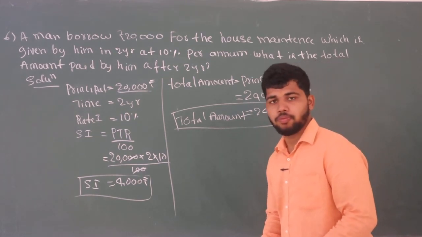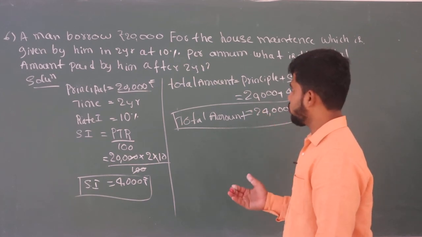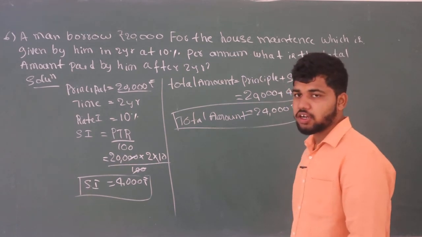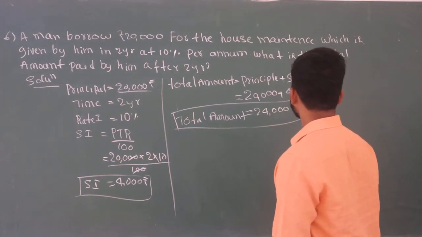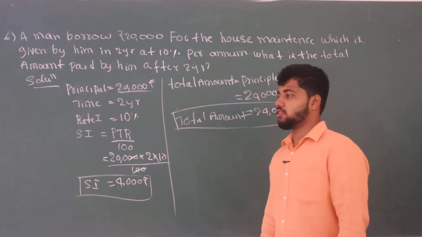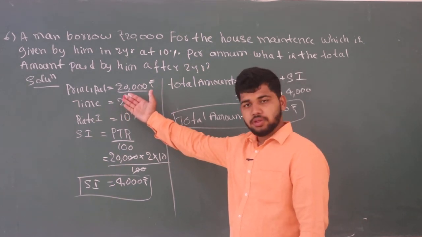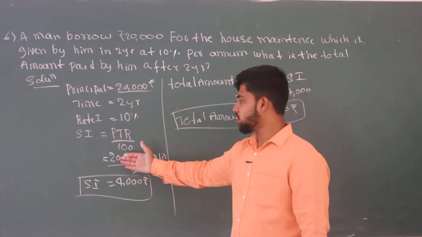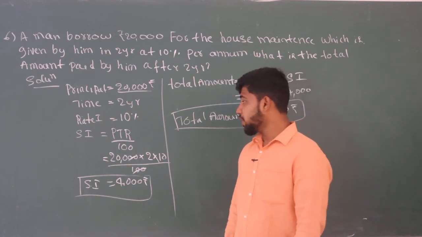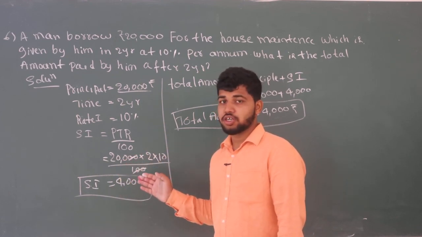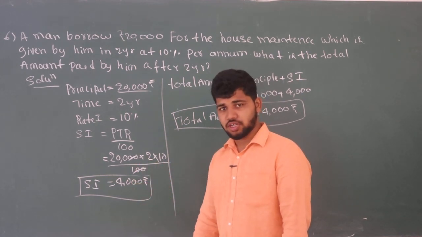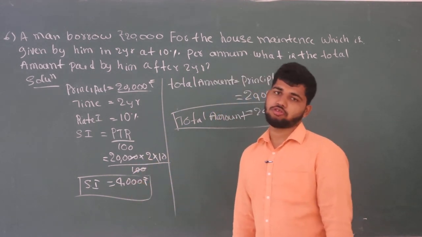What they have given in the problem is, a man borrows 20,000 rupees for house maintenance, to be repaid in 2 years at the rate of interest of 10% per annum. What is the total amount paid by him after 2 years? Now, we already got the principal, time and the rate of interest. Now, by using the simple interest formula, PTR by 100, where P is equal to 20,000, time is equal to 2 and rate of interest is equal to 10, you will get the simple interest is equal to 4,000.